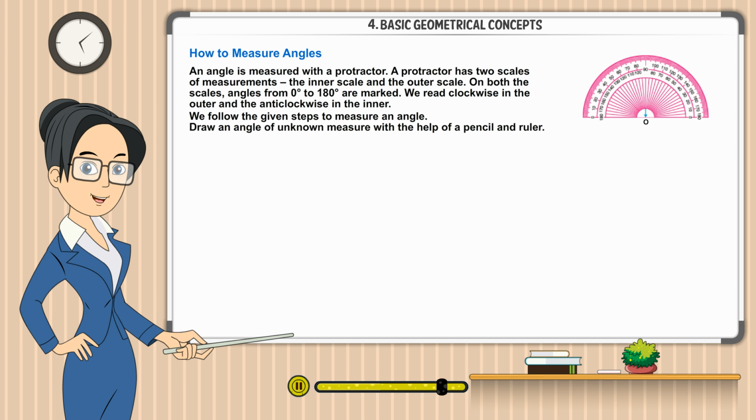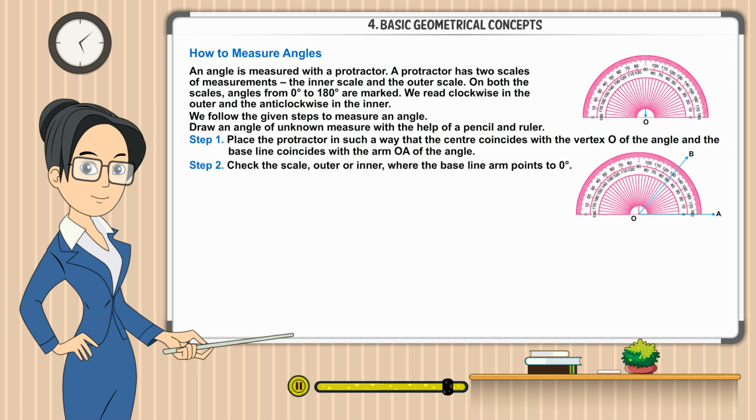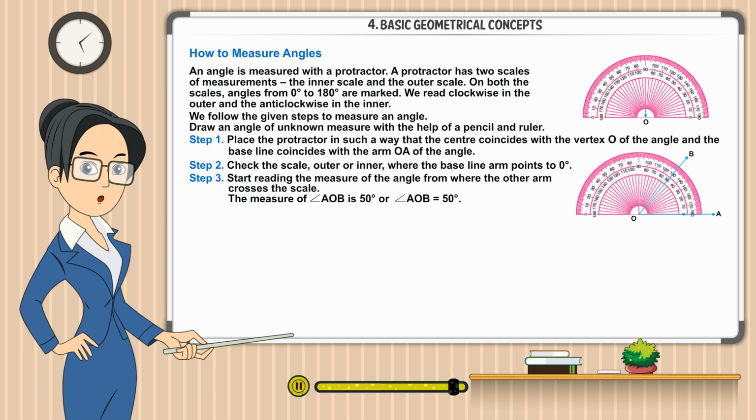Draw an angle of unknown measure with the help of a pencil and ruler. Step 1. Place the protractor in such a way that the center coincides with the vertex O of the angle and the baseline coincides with the arm OA of the angle. Step 2. Check the scale, outer or inner, where the baseline arm points to 0°. Step 3. Start reading the measure of the angle from where the other arm crosses the scale. The measure of angle AOB is 50°, or m∠AOB = 50°.